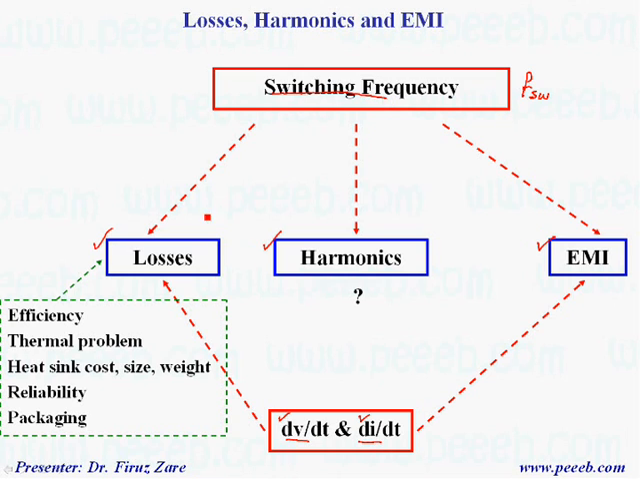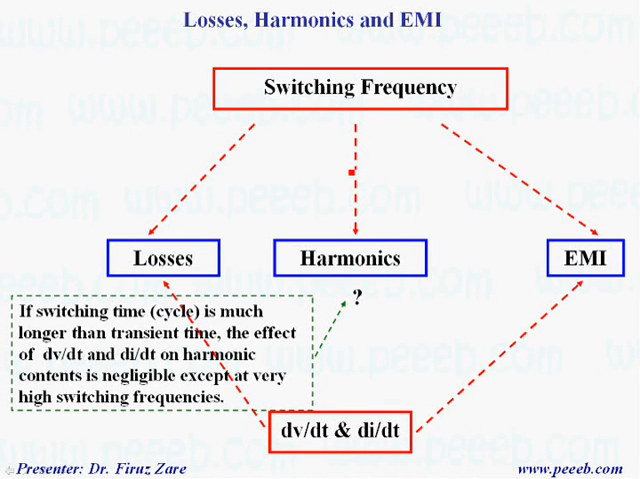may affect losses, and we have found that by increasing losses or changing losses we may change efficiency. More losses means more thermal problem, and in this case we need to have a heatsink, which increases the cost, size, and weight of the system, and more temperature means reliability problem, and in this case packaging problem, because we need to design a heatsink.